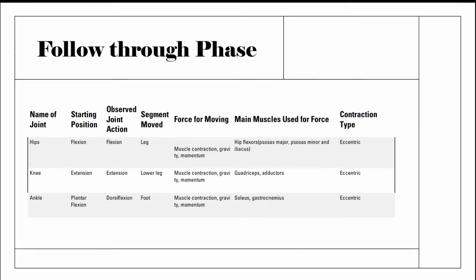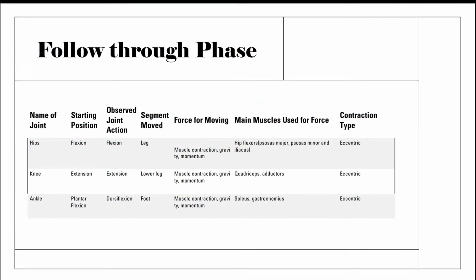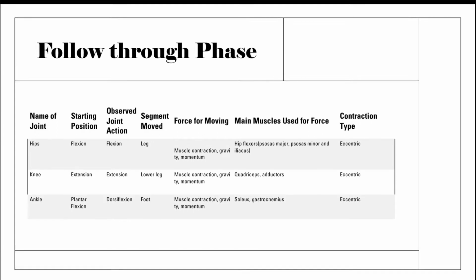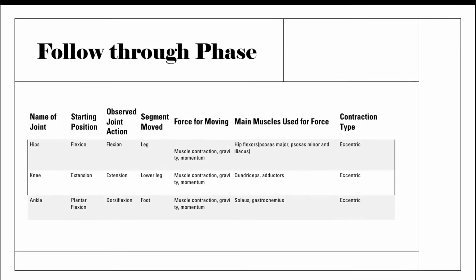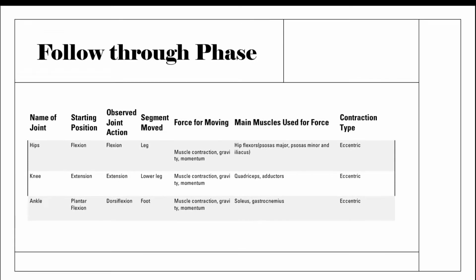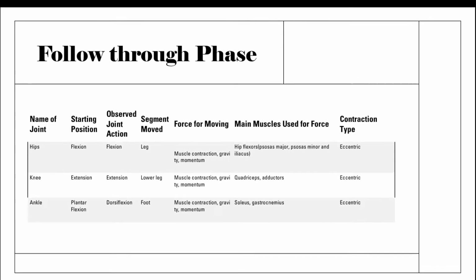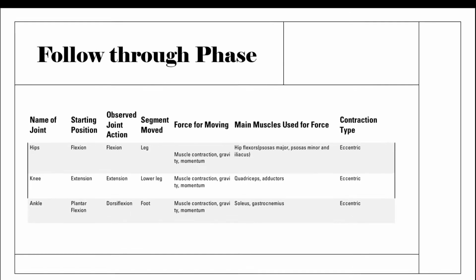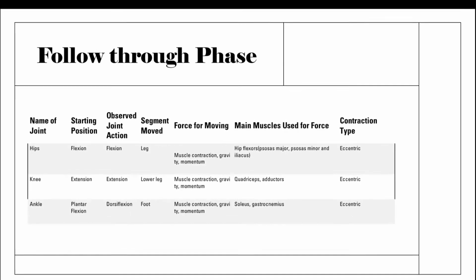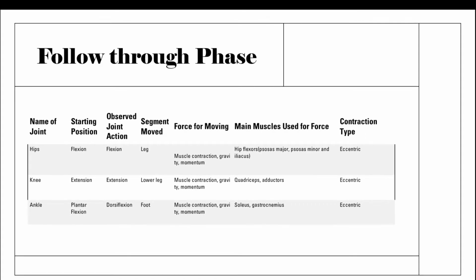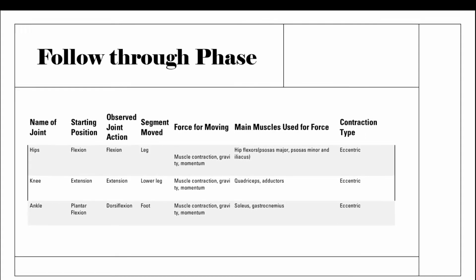The final phase of this motion is the follow-through phase. During the follow-through phase, the hips, knees, and ankles are also involved in this motion. The hip of the kicking leg starts and ends in flexion during this phase. The segment that is being moved is the leg. The force of moving is momentum, gravity, and muscle contraction of the hip flexors. This contraction type is eccentric contraction.